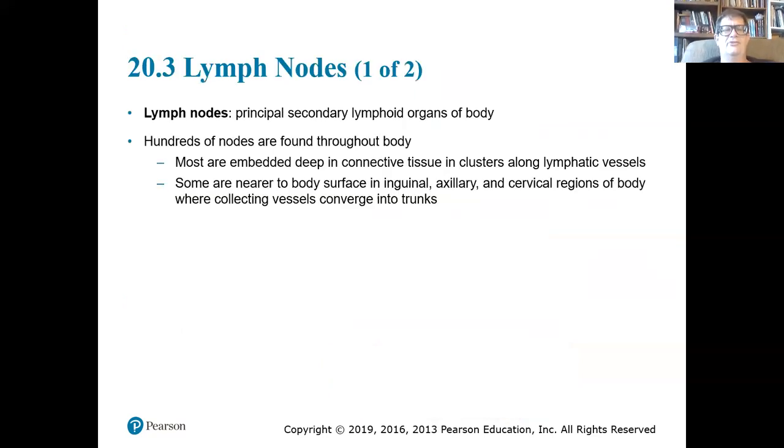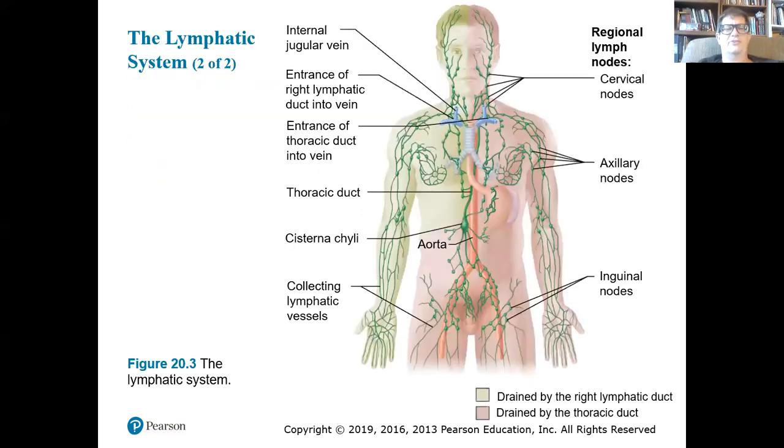All right, so lymph nodes are the principal secondary lymphoid organs in the body. Fancy way of saying they're the main area where you detect antigens. You have hundreds of these nodes around the body. Most of them are deep in connective tissue, in clusters around lymphoid vessels. Some are closer to the body surface. These are the ones that tend to be easy to find, and they're named. We're talking about the inguinal, the axillary, the cervical. They're in places where the collecting vessels come together to form trunks.